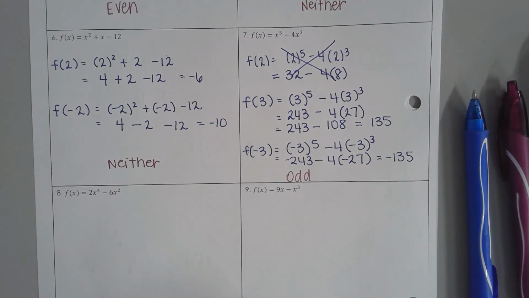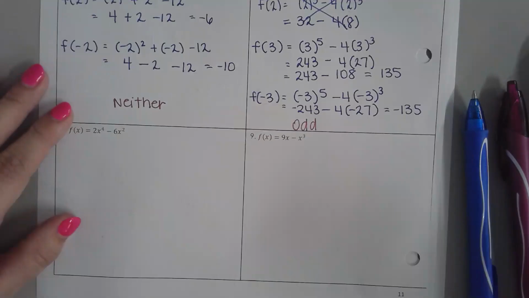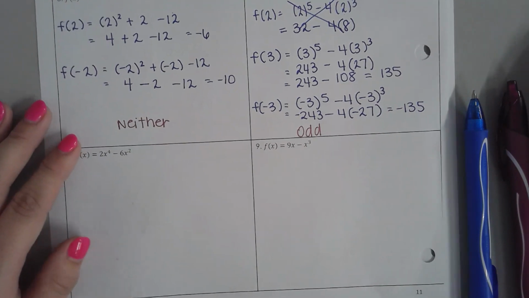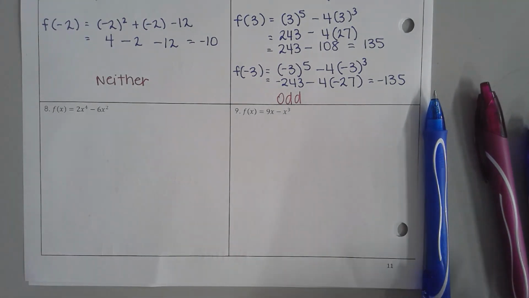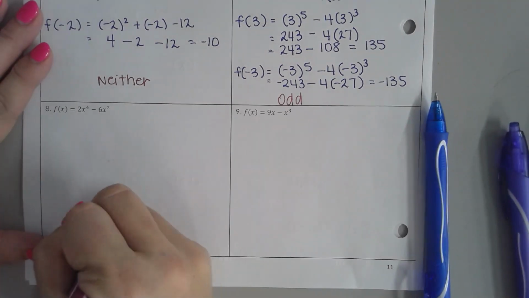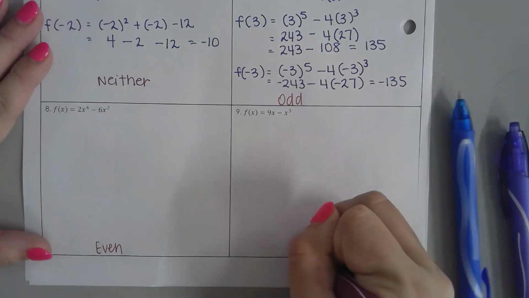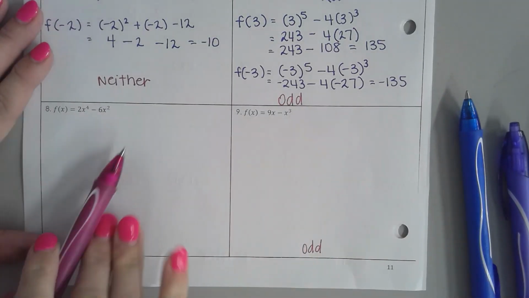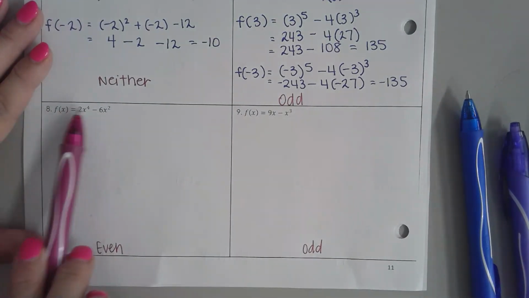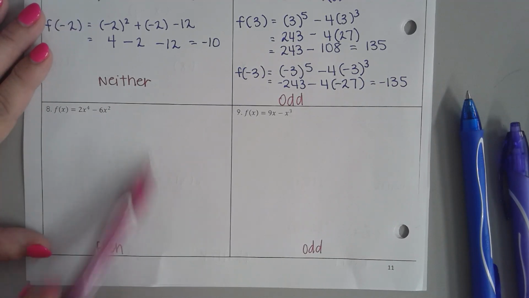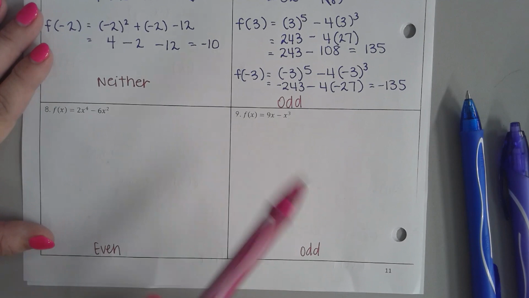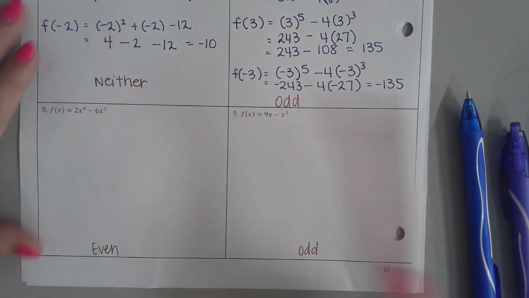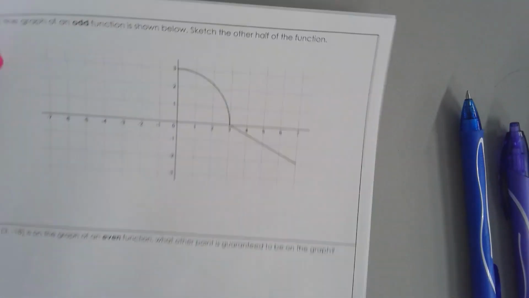Try numbers 8 and 9. If you need to use your calculators, that's okay. These should work out to be number 8 is even and number 9 is odd. I think on number 8, if you plug in a 2 and a negative 2, you get positive 8 for both. And then on number 9, you would get a positive and a negative 10. I think that's how it worked out. Let's turn over.